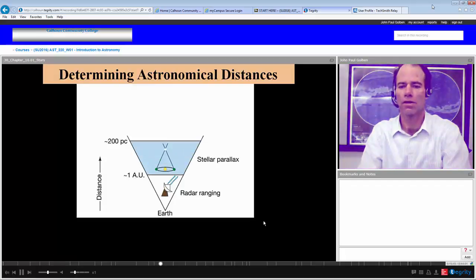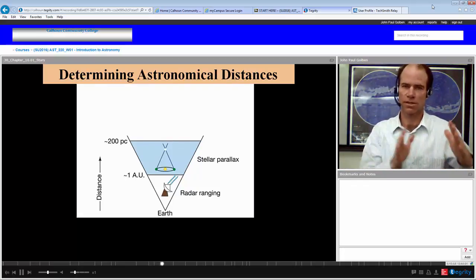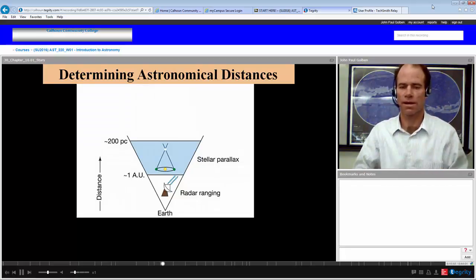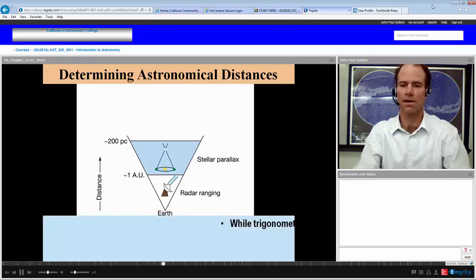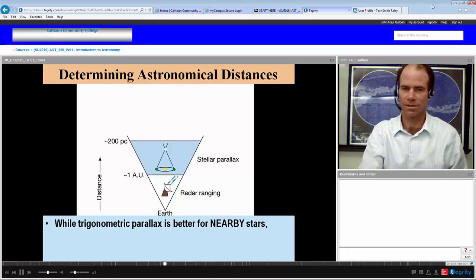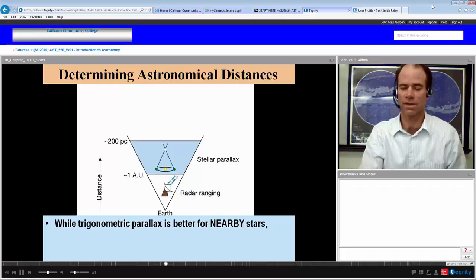If we want to go a little bit further away, we could use trigonometric parallax or stellar parallax, and that's just measuring the parallactic angle and figuring out the distance as 1 over that angle measured in seconds of arc. So that trigonometric parallax is better for nearby stars if you can actually measure that parallax, but we're already talking the near star is less than 1 second of arc of a measurement, so that is a very difficult measurement to make.